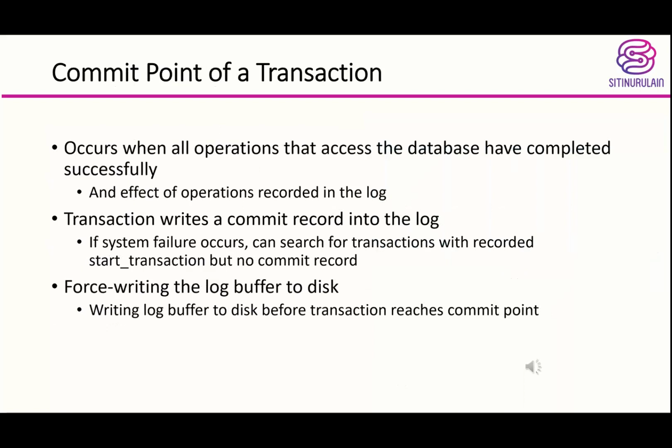Commit point of a transaction. Occurs when all operations that access the database have completed successfully. An effect of operations recorded in the log. Transaction writes a commit record into the log. If system failure occurs, can search for transactions with recorded start_transaction but no commit record. Force writing the log buffer to disk: writing the log buffer to disk before the transaction reaches the commit point.